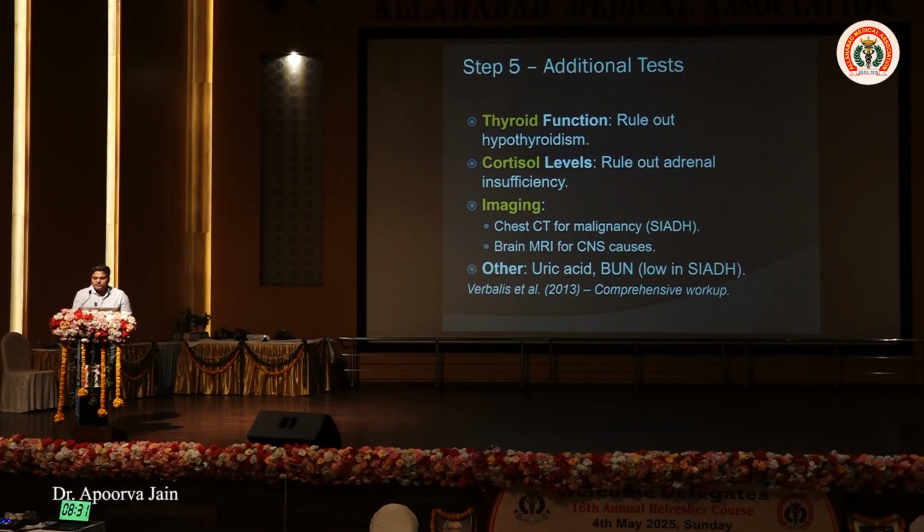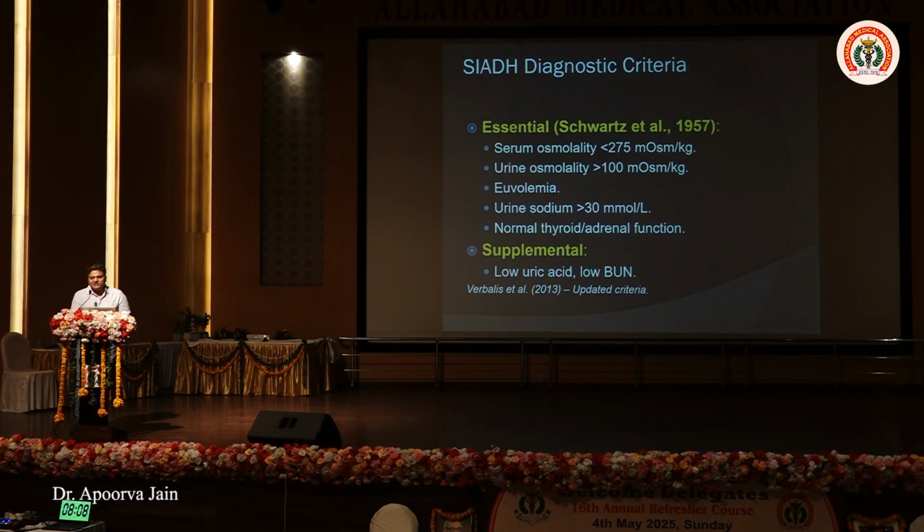Additional tests which should be done in all patients of hyponatremia: thyroid disease should be ruled out, adrenal insufficiency should be ruled out, chest CT for malignancy. Any patient with chronic hyponatremia presenting with chest symptoms should be evaluated. We should rule out non-small cell cancer, small cell cancer, and do brain MRI for CNS causes like meningitis, etc. Other tests like uric acid and BUN, both of which are reduced in SIADH. The fractional clearance of uric acid and fractional clearance of BUN, both are reduced in SIADH.